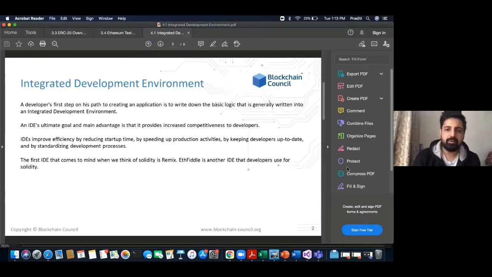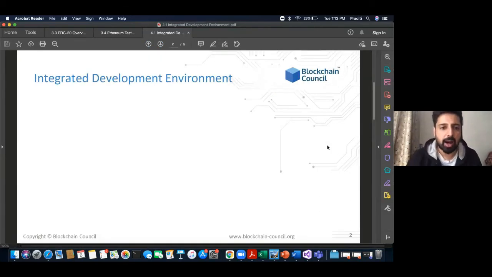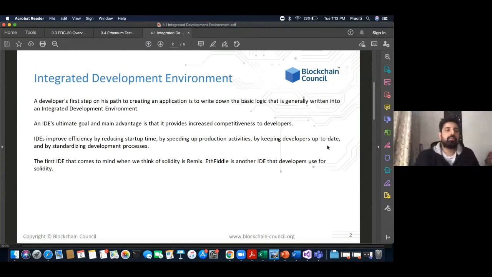So, integrated development environment. We have worked with code. We use Visual Studio Code. We use Eclipse. We use so many different IDEs depending on the code that we want to write. In a similar way, we have the IDE to work with Ethereum. A developer's first step on his path to creating an application is to write down the basic logic that is generally written into an IDE.